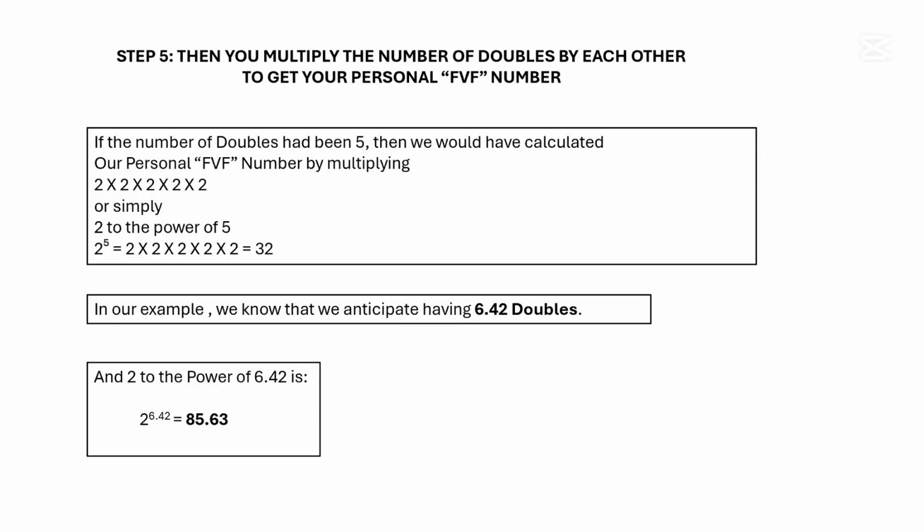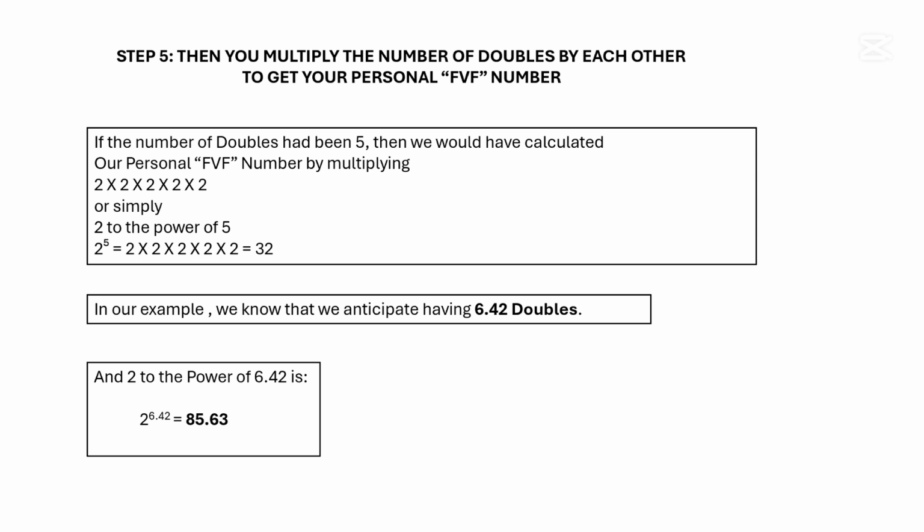Step 5, then you multiply the number of doubles by each other to get your personal FVF number. So if the number of doubles had been 5, then we would calculate our FVF number by multiplying 2 by 2 by 2 by 2 by 2, or simply put, 2 to the power of 5. In our example, we know that we anticipate having 6.42 doubles. So we can calculate our FVF number by solving for 2 to the power of 6.42.